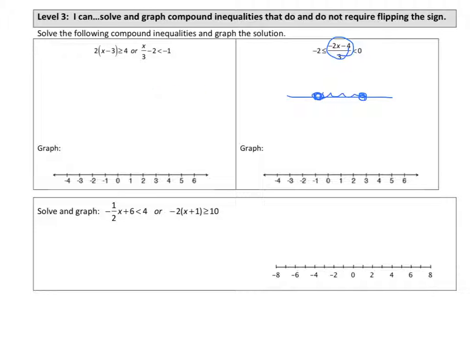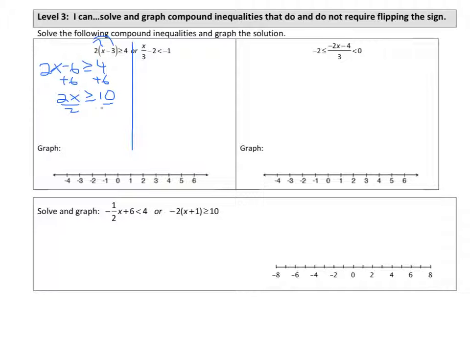But back to solving them, if we look at this first example, whenever you have an OR inequality, you have to solve the two inequalities separately. So I'm just going to put a line down the middle and treat this like two separate problems. If I start with the left-hand inequality, first I would distribute. I solve it just like an equation, and I get 2x minus 6 is greater than or equal to 4. Next I would add 6 to both sides, and we get 2x is greater than or equal to 10. Divide both sides by 2, and x is greater than or equal to 5.